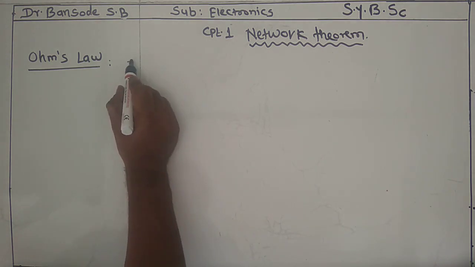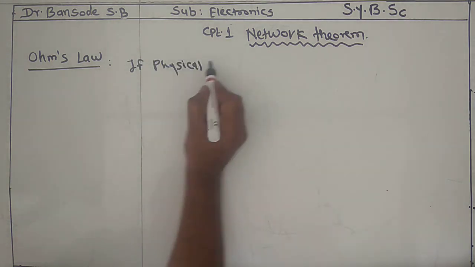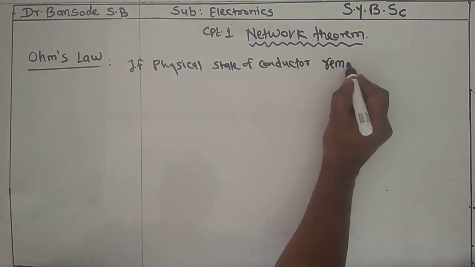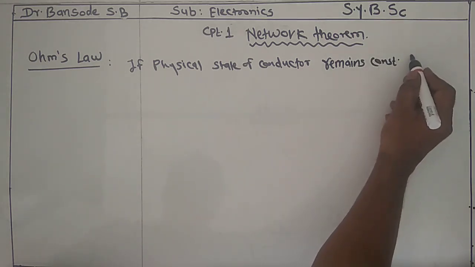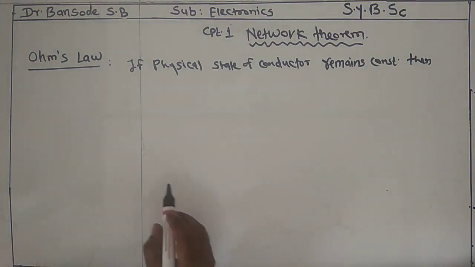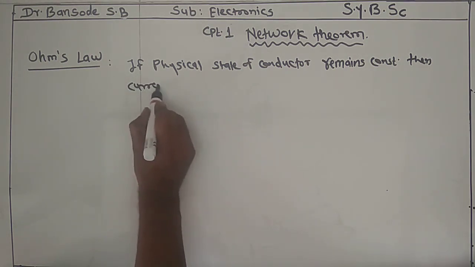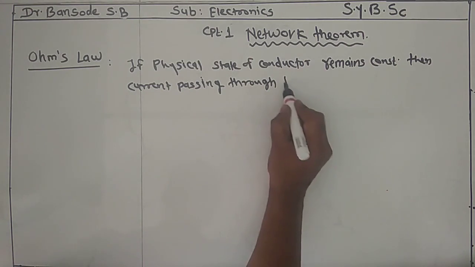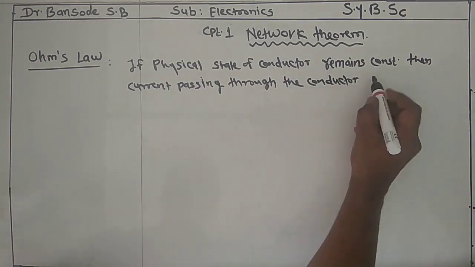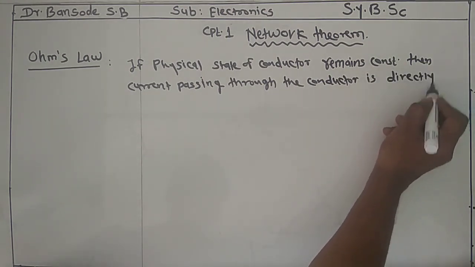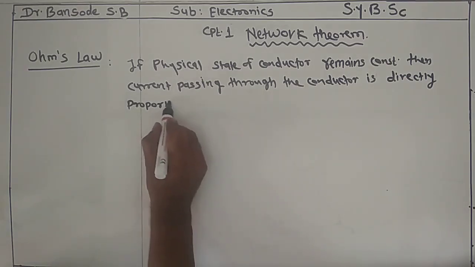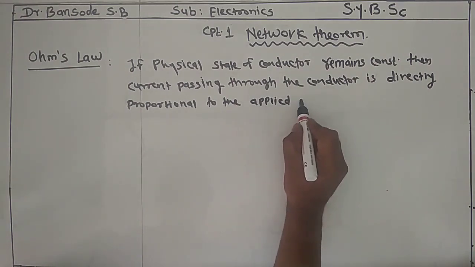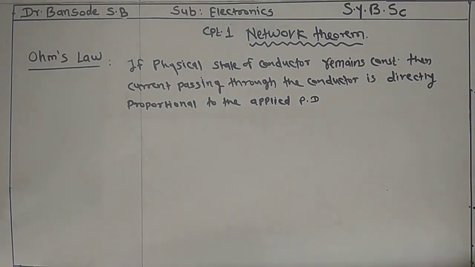What is the statement of that Ohm's law? The statement is like that: if physical state of conductor remains constant, then current passing through the conductor is directly proportional to the applied potential difference. So this is the statement of Ohm's law.